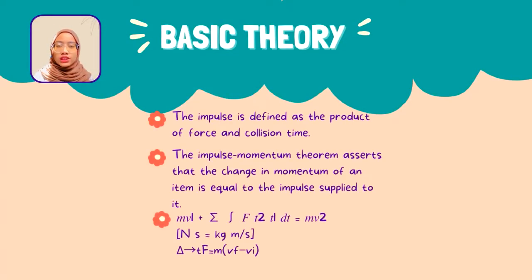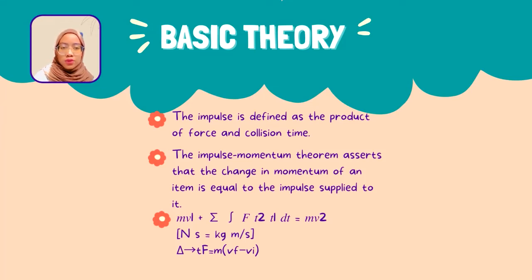I'm going to continue with basic theory. As for the principle of linear impulse and momentum, when considering ways to lower forces during collisions, we instinctively know that extending the collision period is beneficial. So the impulse is defined as the product of force and collision time. The impulse-momentum theorem asserts that the change in momentum of an item is equal to the impulse supplied to it. So we use three kinds of equation.